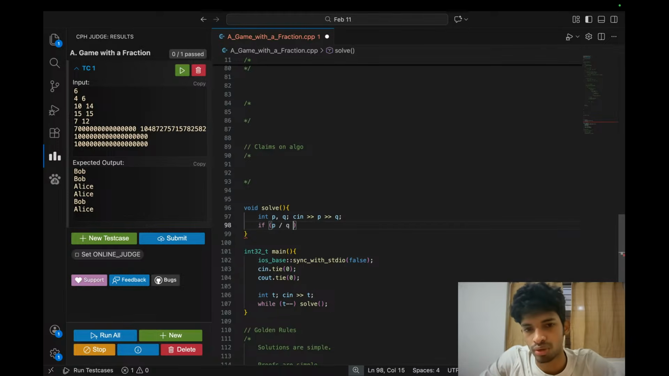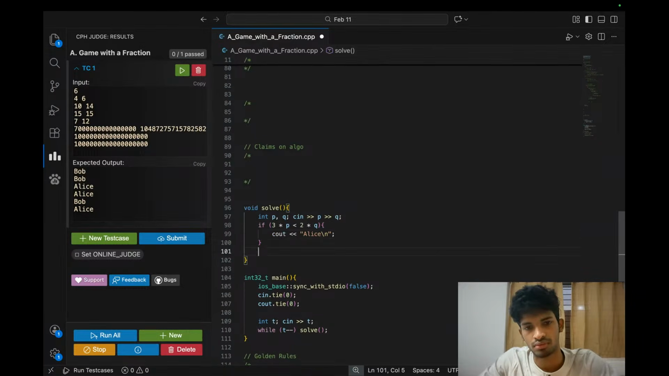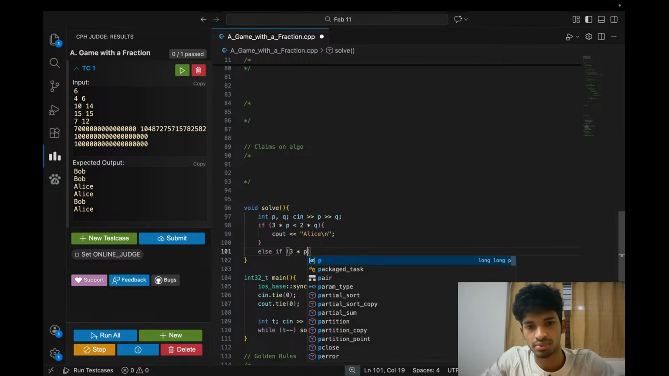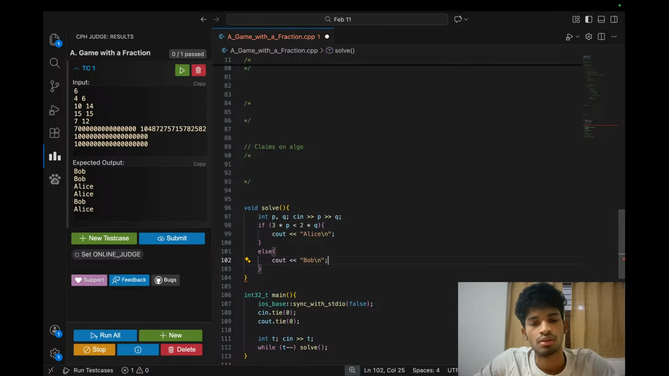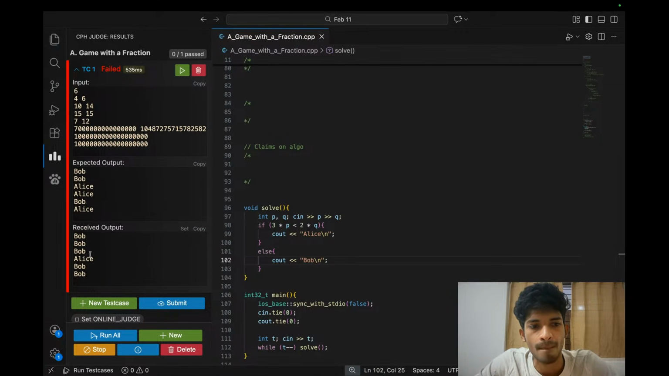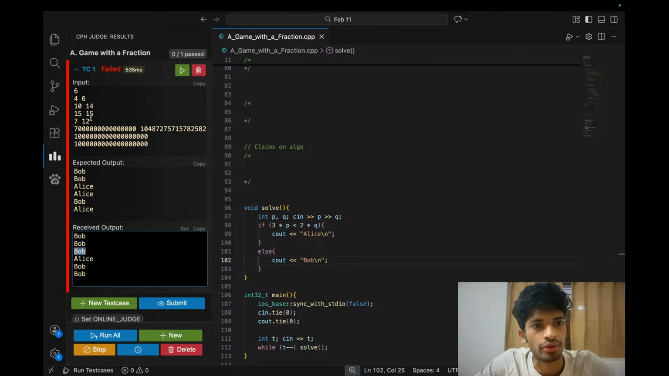If p by q is less than 2 by 3, which is nothing but 3 times p less than or equal to 2 times q, Alice can win. Else Bob will win. This is a guess. Not good at guesses for sure.